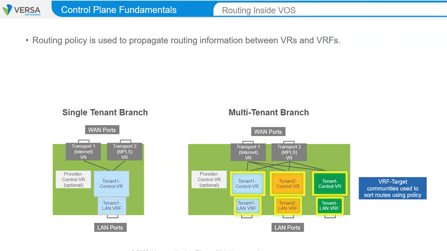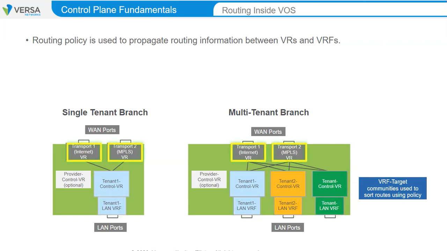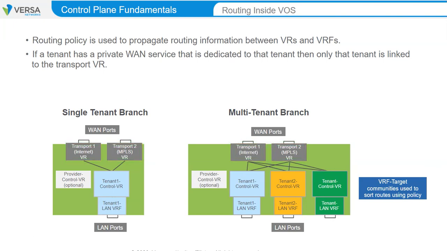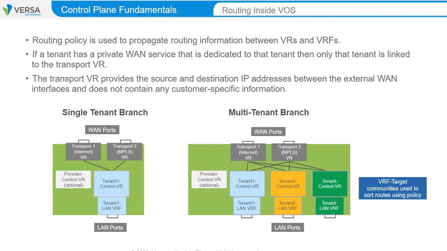Each transport network resides in a transport network-specific VR and can be shared between tenants. If a tenant has a private WAN service that is dedicated to that tenant, then only that tenant is linked to the transport VR and it is not visible or usable to other tenants. The transport VR provides the source and destination IP addresses between the external WAN interfaces and does not contain any customer-specific information.